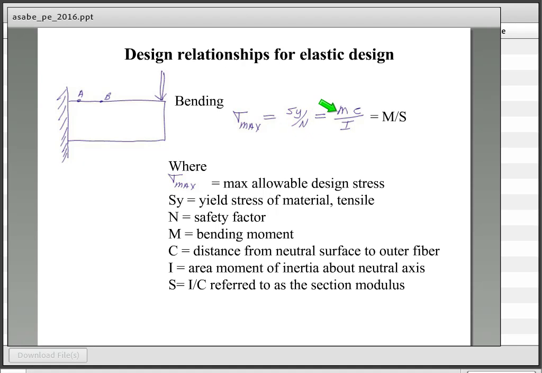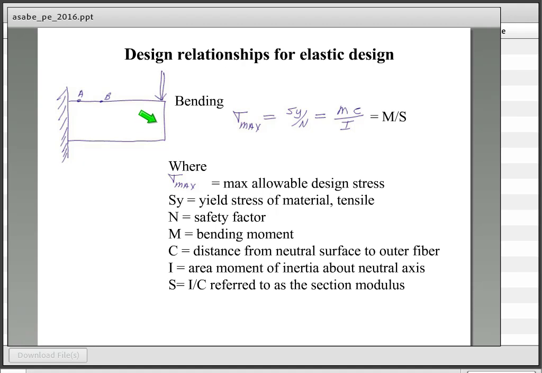And we say that that is the bending moment times C divided by the area moment of inertia. MC over I, or you might see it expressed as the moment divided by the section modulus. Where C is the distance, we'd have a neutral axis in a beam like this where we've got, say, tensile loads above, and compressive loads down below the neutral axis.